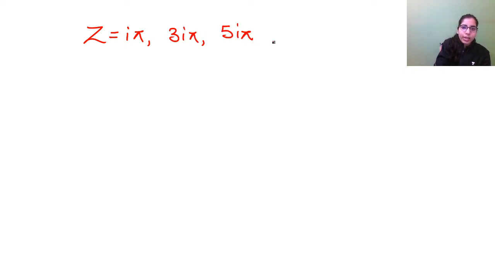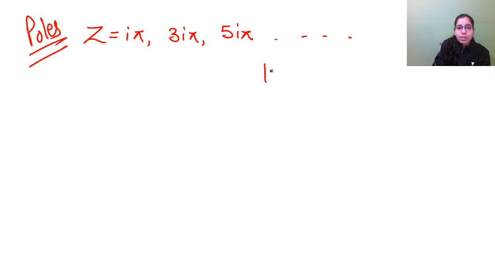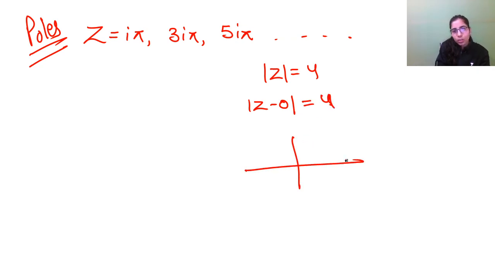Clear? So these are the poles which you are getting, and so on. All these are the poles. But our contour is defined as mod z is equal to 4, which means a circle having the center at the origin, that is at 0, and radius 4 units. So when I draw this circle, I will have it like this. Radius 4 units, center at origin. Everywhere the radius is 4 units.